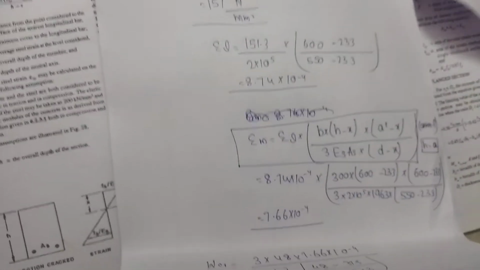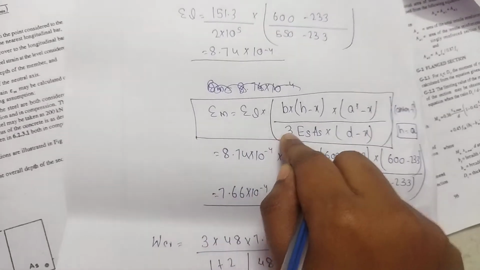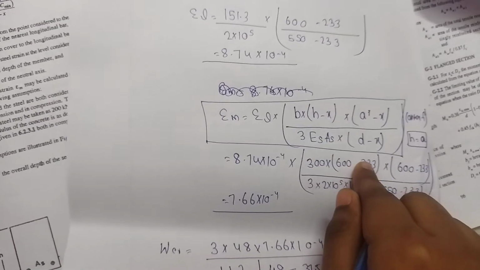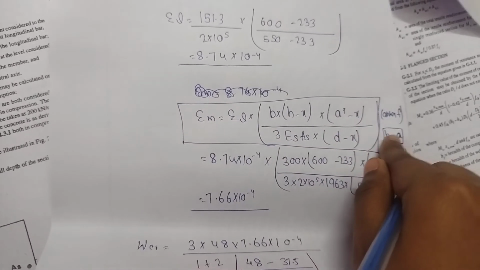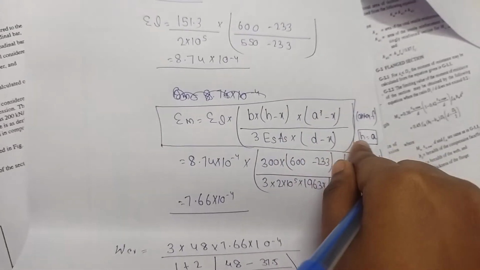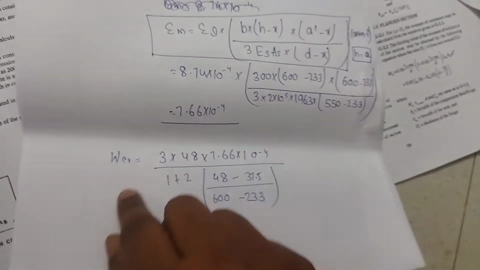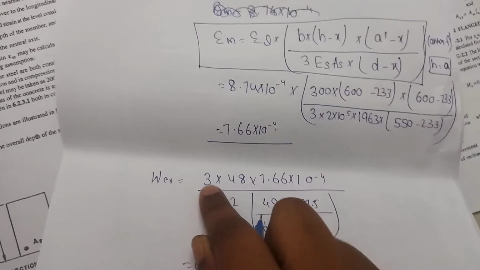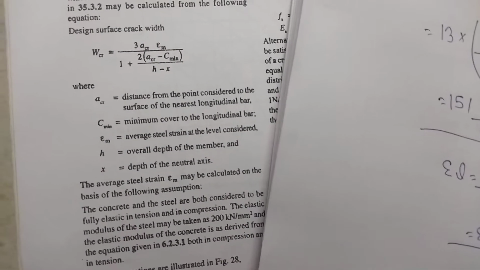After getting epsilon L, substitute the values in epsilon M. B is already given in the question, H is the capital D, and in this question H is equal to A. X is already calculated in the deflection question because both questions are the same, so refer to that. Then substitute all the values. Finally we get ACR and epsilon M.